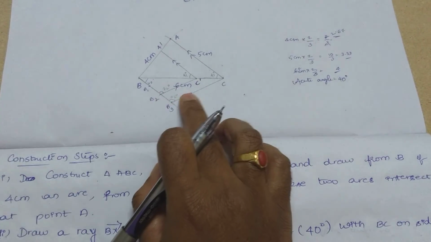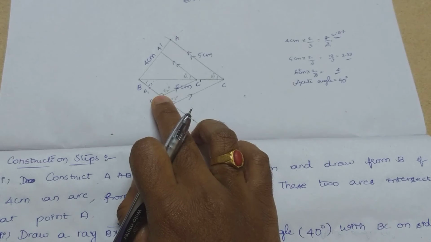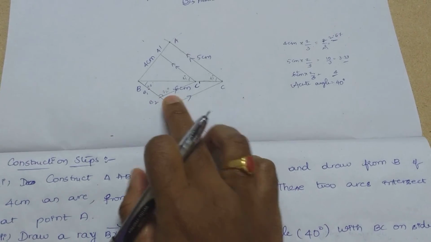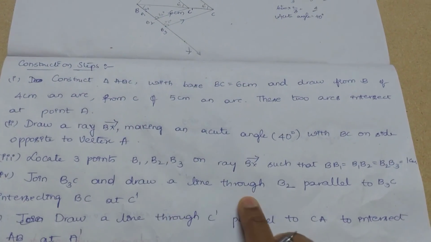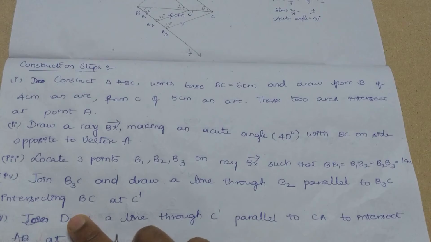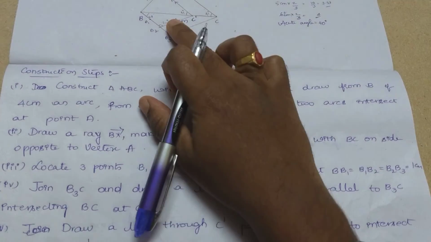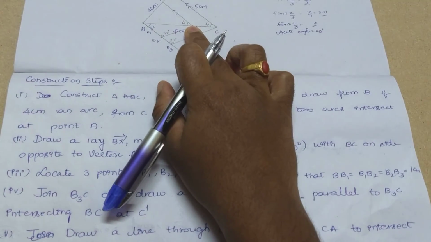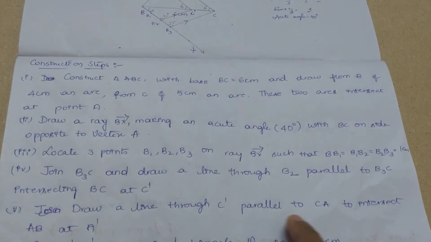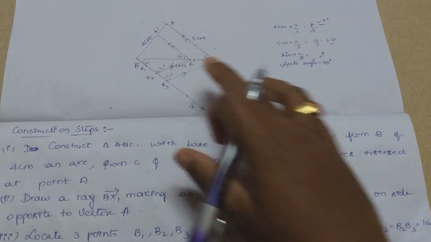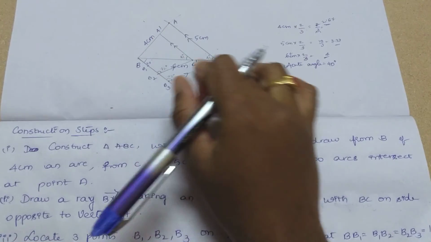So here angle B3C will be 72 degrees. So here B2 makes an equal angle with BX. It should be 72 degrees, so that this line, what did we write here? B2 parallel to B3C intersecting BC at C dash. So this line intersects at C dash. After that, draw a line through C dash parallel to CA. From C dash we have to draw a line parallel to CA. For that, what did we do?